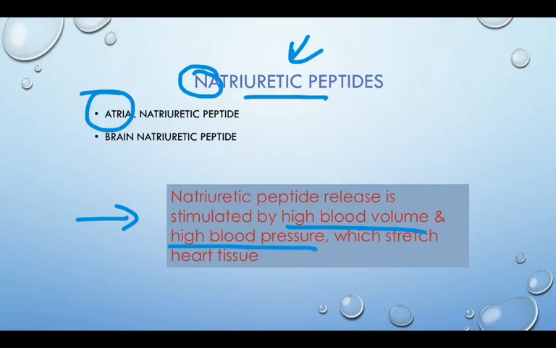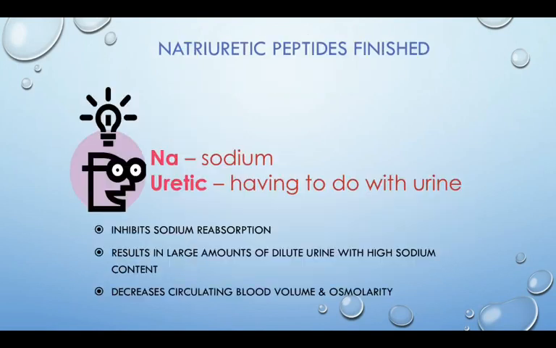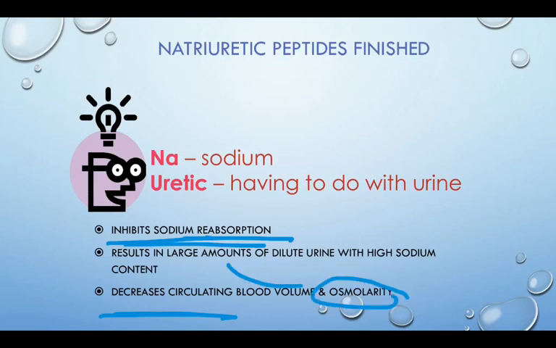Aldosterone and antidiuretic hormone make you hold on to fluid. Natriuretic peptides make you pee out fluid. That's what they do. They do the opposite. So here it is, sodium and uretic having to do with urine. The way that these work is they inhibit sodium reabsorption. If you're not reabsorbing sodium, you're not reabsorbing water, so you're peeing more out. Okay, so this decreases blood volume and also decreases osmolarity because you're peeing out large amounts of sodium.